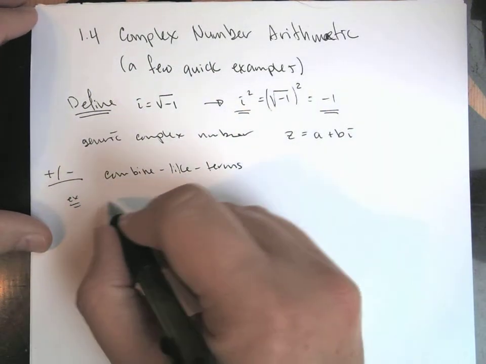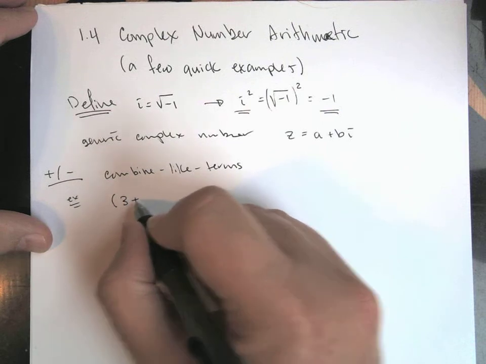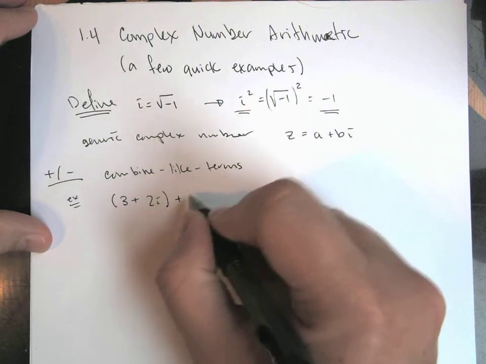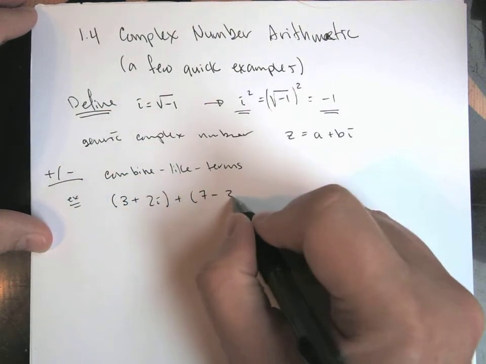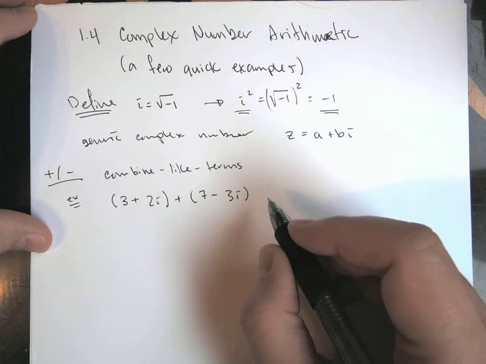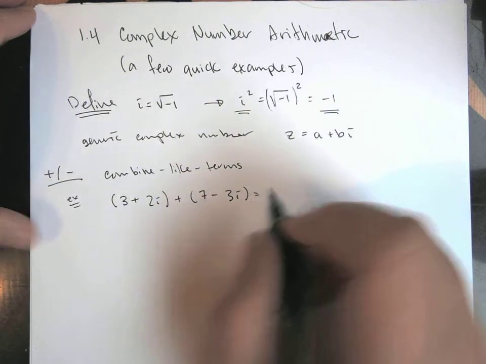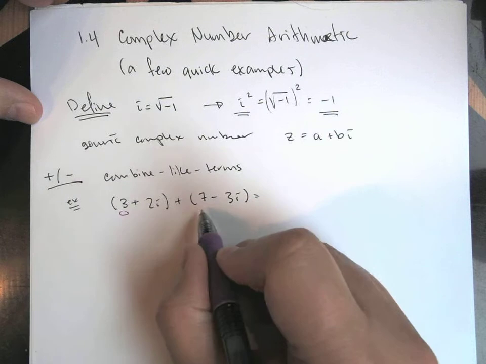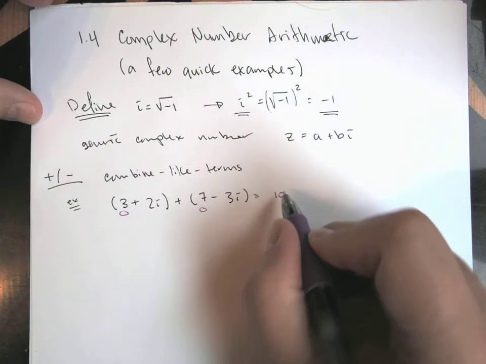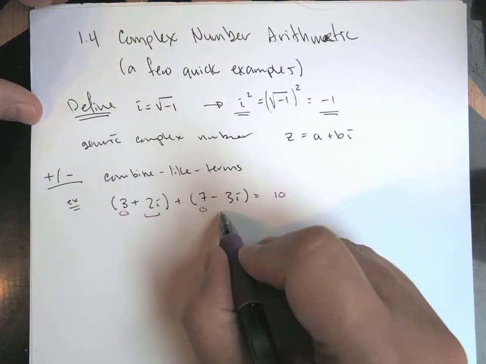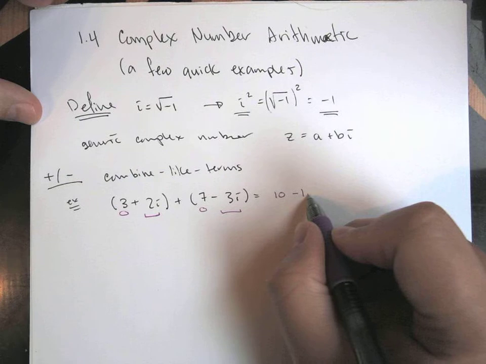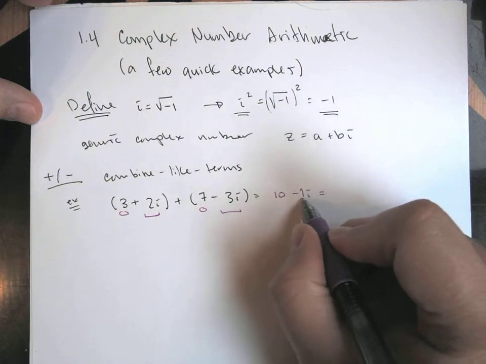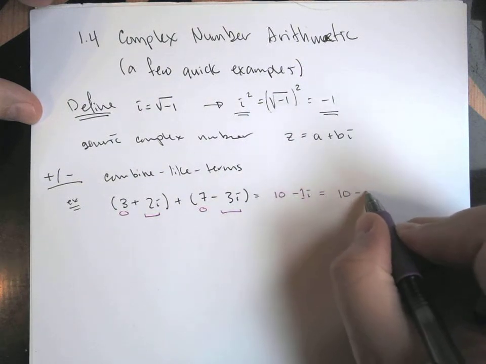For example, if I did 3 plus 2i and I added it to 7 minus 3i, what we'd end up with, just combining our like terms, is 3 and 7 would be 10, plus 2i minus 3i would be minus 1i. So we might write this as 10 minus i.